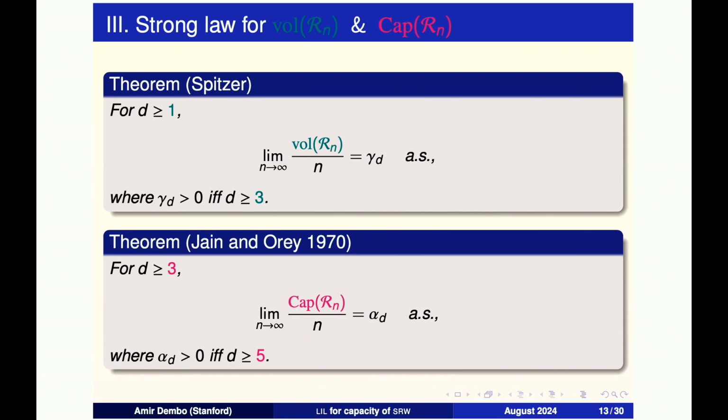If you look at strong laws, in any dimension, this is a classical result going back at least to Spitzer: in any dimension, the volume divided by n, by subadditivity, converges to a non-degenerate constant almost surely. This constant will be 0 in dimensions 1 and 2, the recurrent dimensions, but will be strictly positive starting in dimension 3. If you go to the capacity, this is classical work of Chain and Ori from 1970. You have exactly the same subadditivity, the same almost sure limit, and the paper provides estimates to show that the constant is strictly positive if and only if the dimension is greater or equal to 5. So again, you added 2 to 3, you got 5.